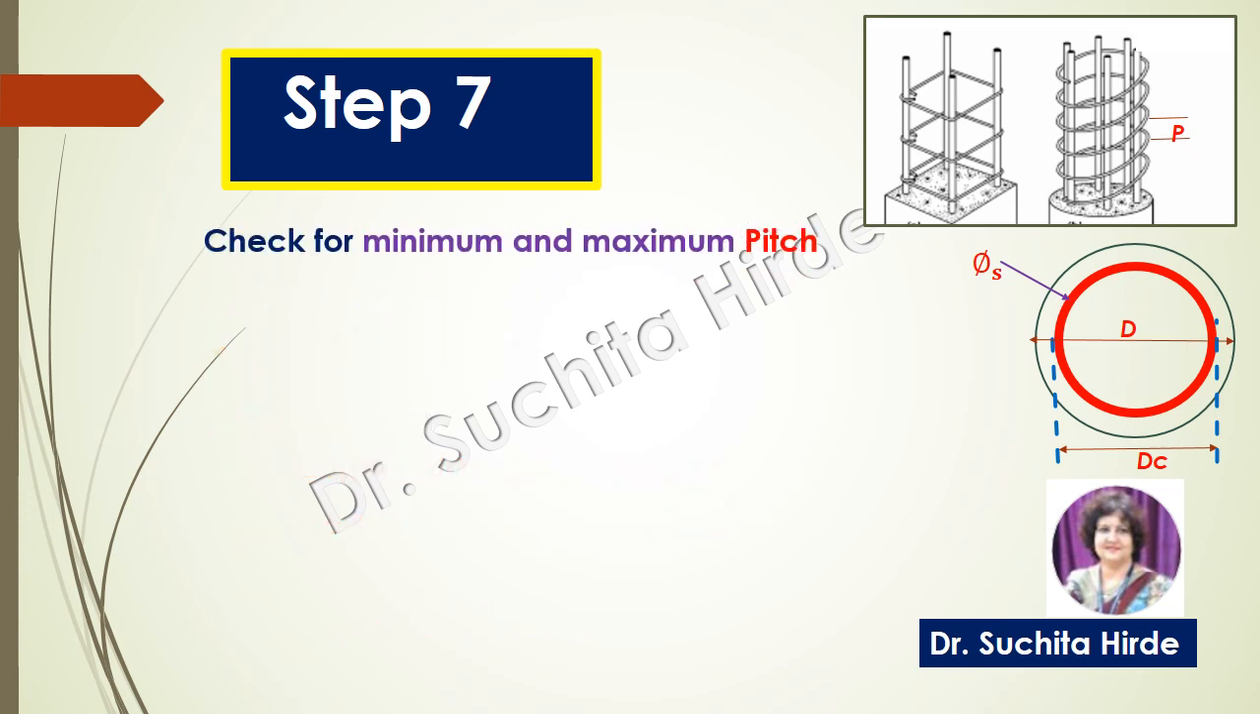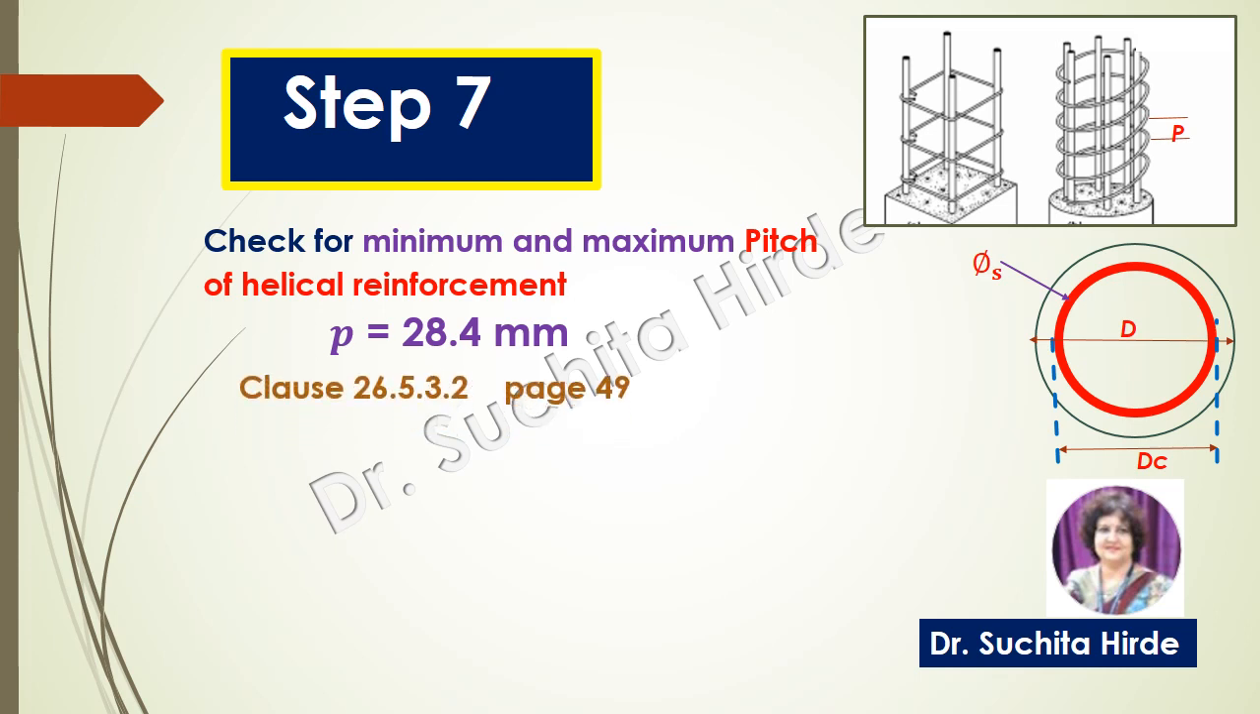So let us check for minimum and maximum pitch of helical reinforcement. This is the pitch we have calculated using formula, that is 28.4 millimeter. As per the clause number 26.5.3.2, page number 49 of IS 456, the pitch should not be less than 25 millimeter or 3 times diameter of helical reinforcement, whichever is more. So 25 millimeter or 3 times 6 means 18 millimeter, whichever is more means 25 millimeter. So we cannot provide the pitch less than 25 millimeter.